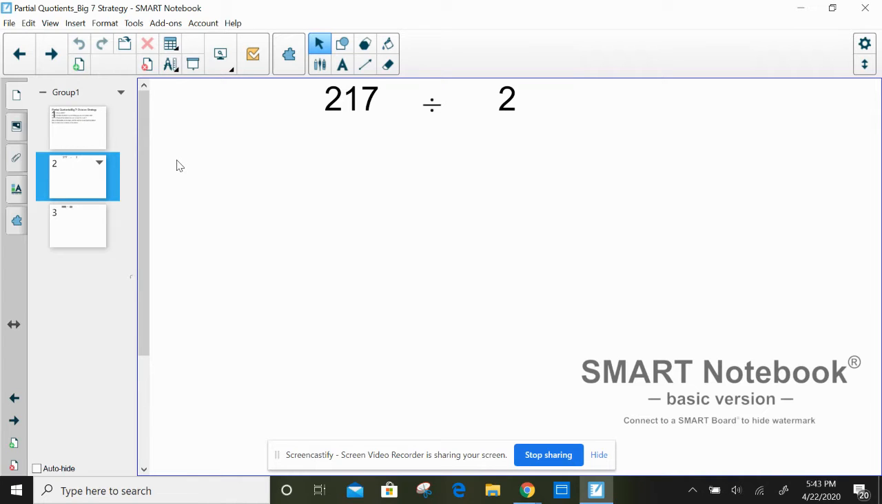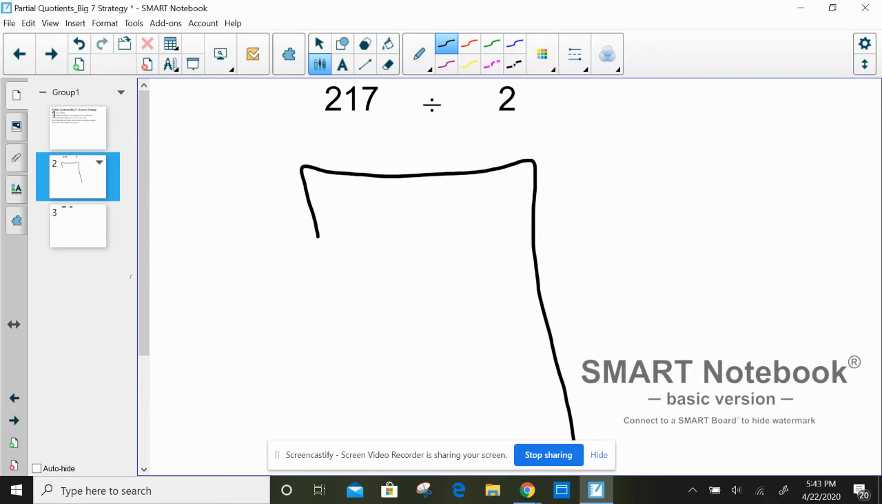Now, the first step is to draw a Big 7. People sometimes refer to this as Big 7. I like to refer to it as partial quotients because I like to use the vocabulary words. But do you see how we're drawing a big number 7 here? That's why people sometimes call it Big 7, okay? So you're going to put the 217 right in here, and then put the 2 right over here, okay? So 217 divided by 2.